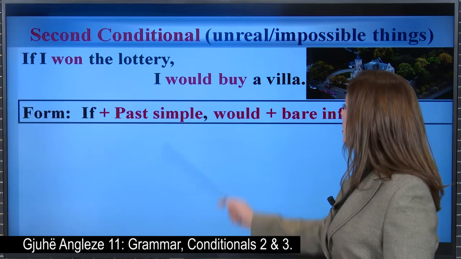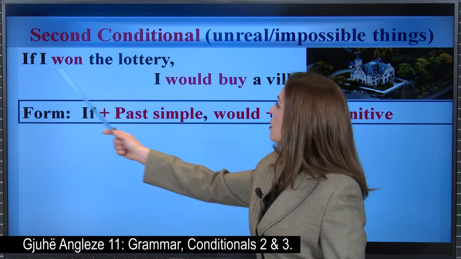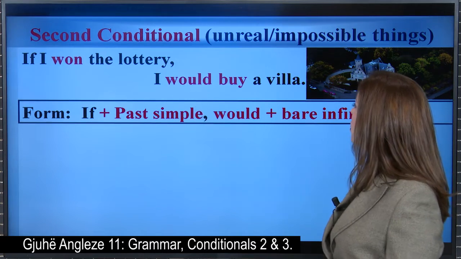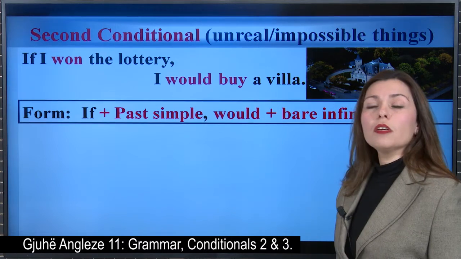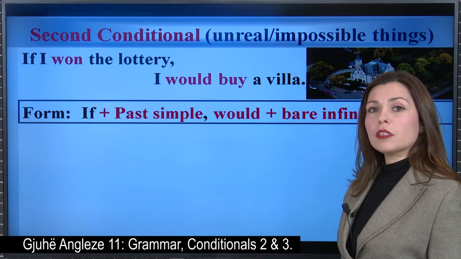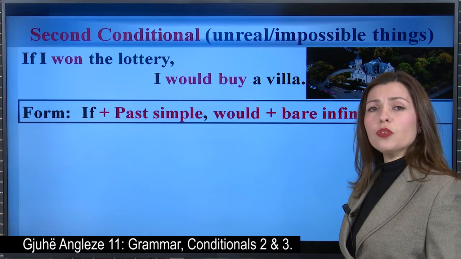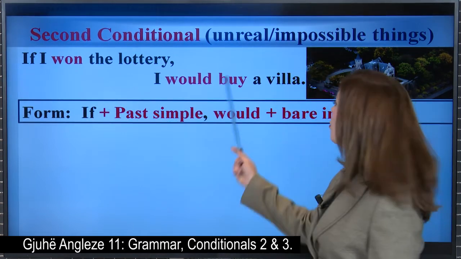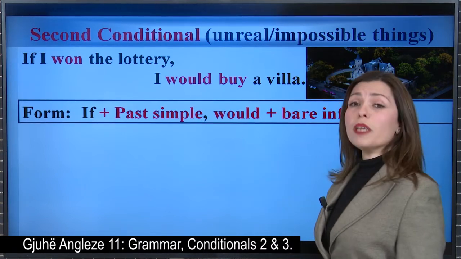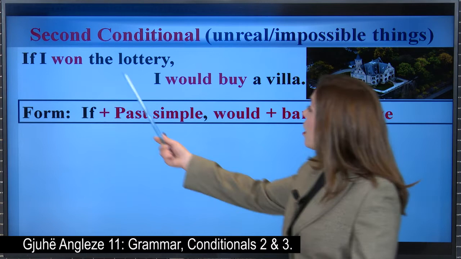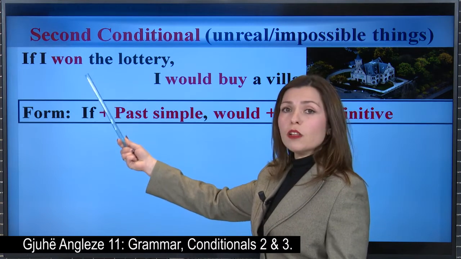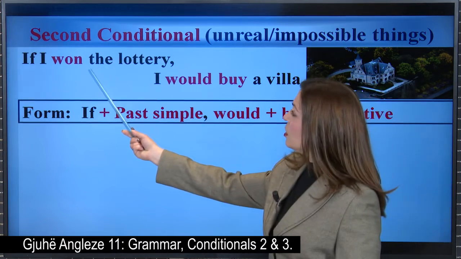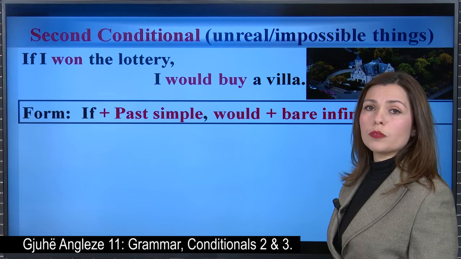If plus past simple, here it is, one part of the sentence, and would plus bare infinitive, the second part of the sentence. Of course, again, we have 2 different parts, the if clause and the result clause, which means that I need to buy a lottery ticket and I need to win the lottery in order to buy the villa. I set the condition in order to get the result.